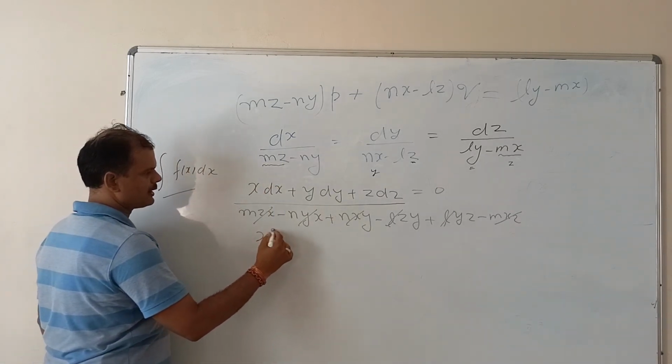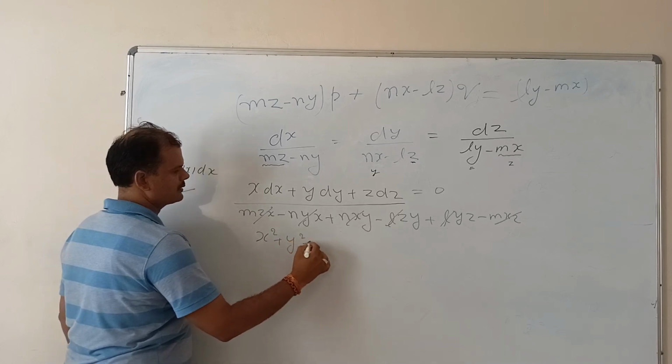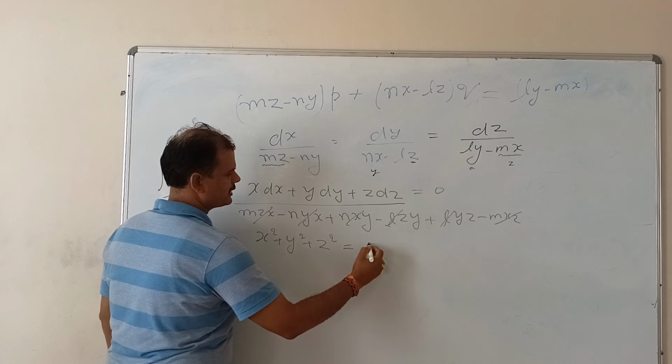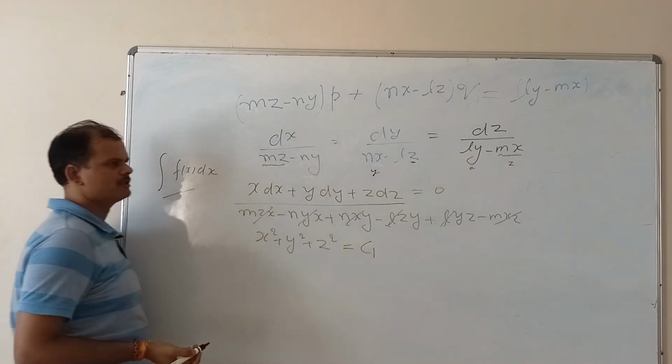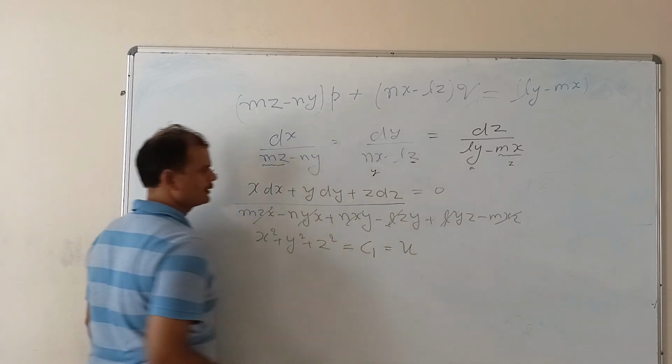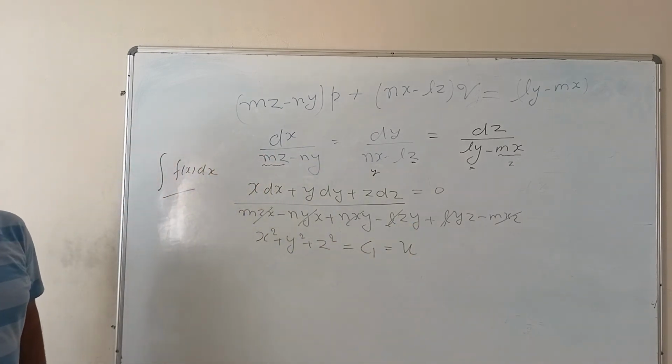So we get x square plus y square plus z square by 2. The 2 I can take to the right hand side, so I can have some constant. 2c1 means again a constant. This is your u, right? This is the first ratio.